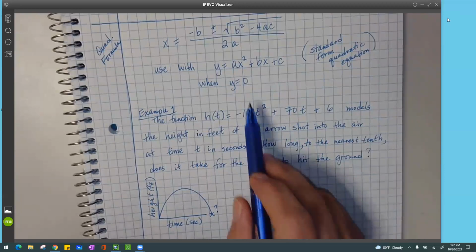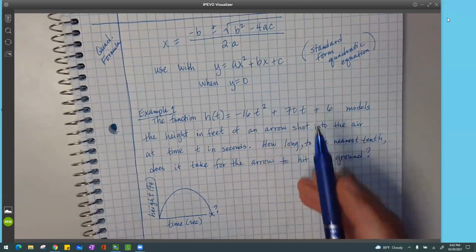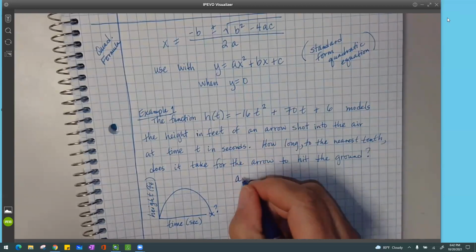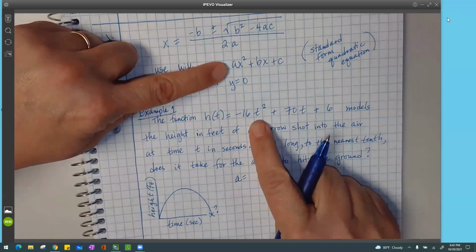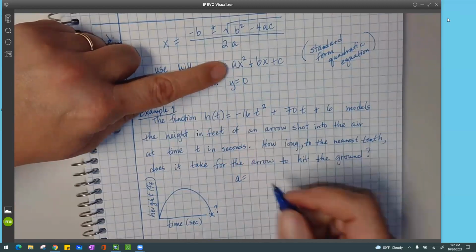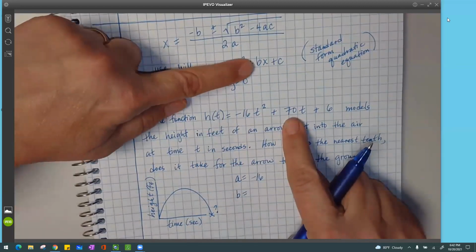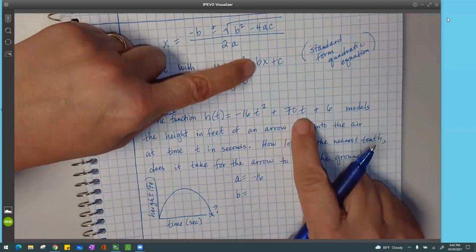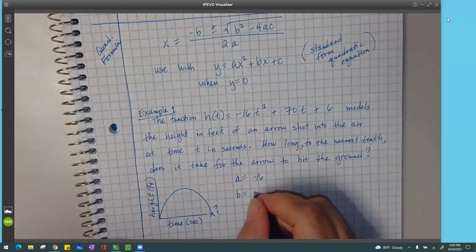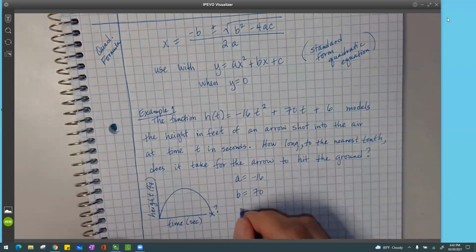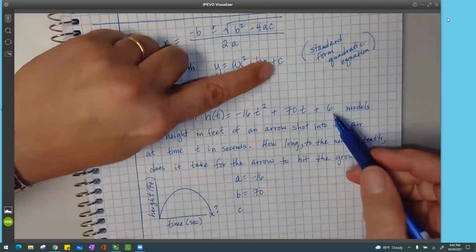So when I compare these two equations, I would say that a must be negative 16. That's the number that's multiplied times the squared variable. And b must be 70. That's the number that's multiplied by the regular single variable. And the number that's a constant with no variable with it is 6. So that's c.